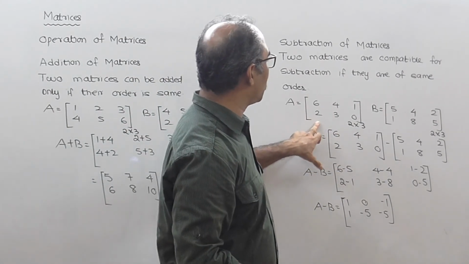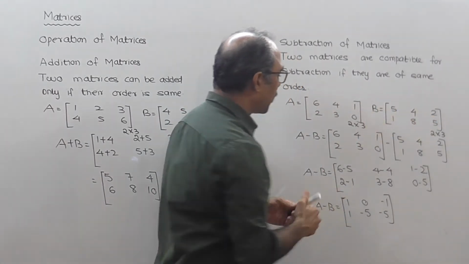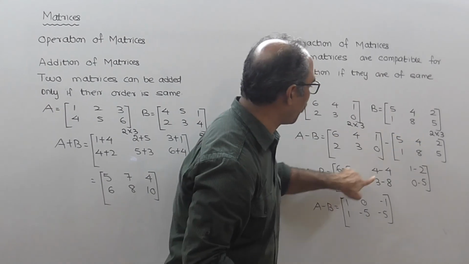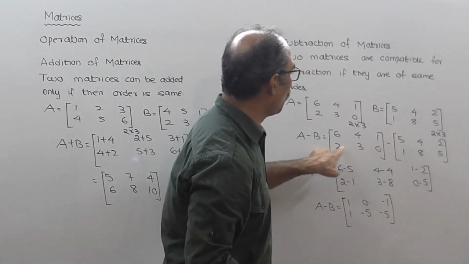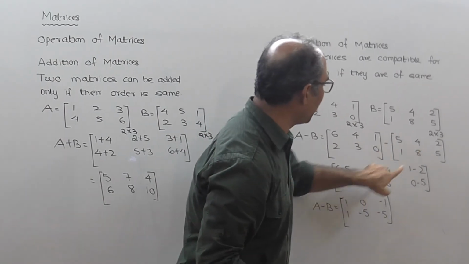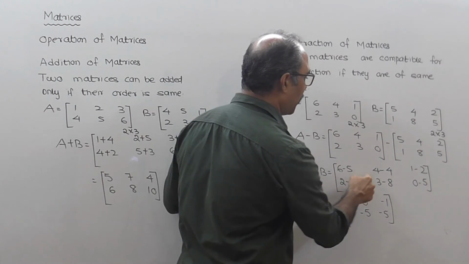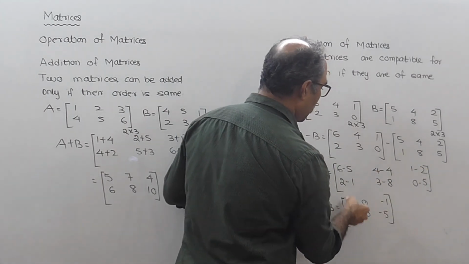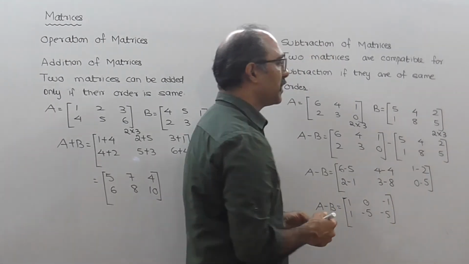So if A is this, B is this, A minus B is this matrix minus this matrix. So what you have to do is 6 minus 5, 4 minus 4, 1 minus 2, 2 minus 1, 3 minus 8 and 0 minus 5. So 6 minus 5 will give you 1, 4 minus 4 will give you 0, 1 minus 2 will give you minus 1, 2 minus 1 is 1, 3 minus 8 is minus 5, 0 minus 5 is minus 5.